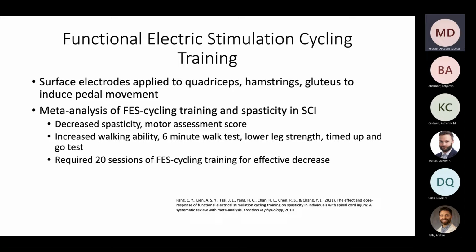One large recent 2021 meta-analysis of the effect of this FES cycling training on spasticity, specifically in spinal cord injury patients, showed that there was a decreased spasticity and motor assessment score, and an increased walking ability, 6-minute walk test, lower extremity strength, and timed up and go test. So this was pretty promising. The overall meta-analyses showed that the average requirement was 20 sessions of FES cycle training for an effective decrease in spasticity and motor assessment scores.